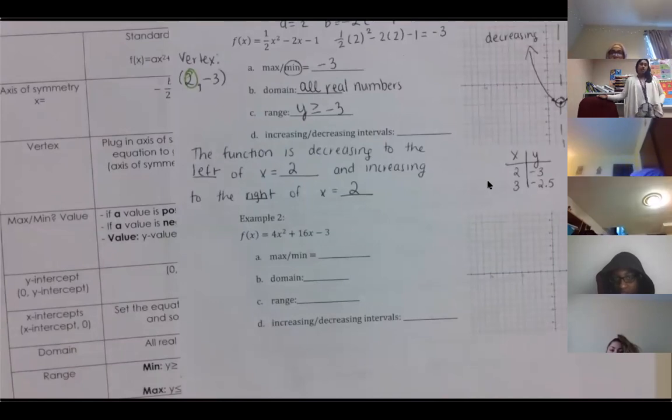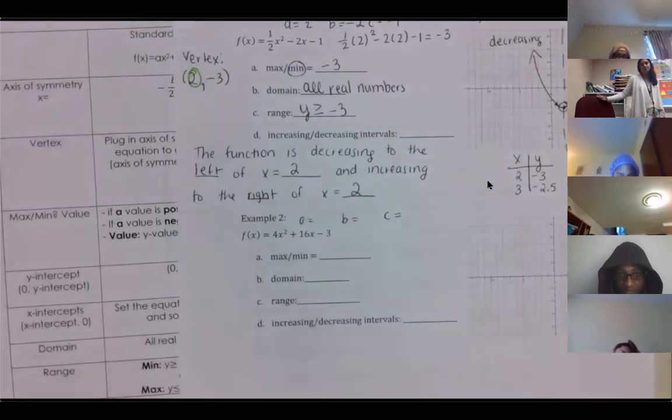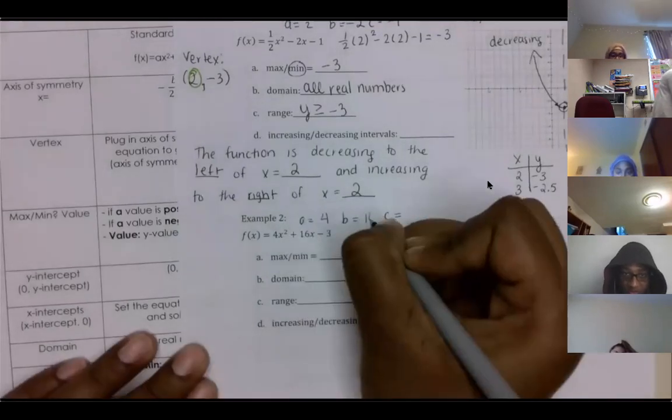All right, are there any questions before we move on to example 2? Does anyone need more time? All right, example 2, f of x equals 4x squared plus 16x minus 3. What format is this written in? Is it standard, vertex, or factored? What do you think, Clervins? Standard. Standard, correct. And then could you take it a step further? Can you tell me what my A, B, and C is? A is 4, B is 16, and C is -3.